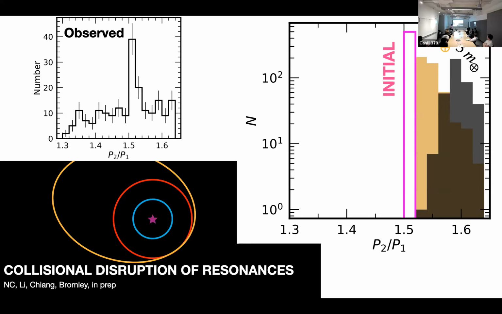So what we're trying to do here, this is all work in progress, is understand how often collisions have to happen, what the mass ratios of the colliders have to be, and what kinds of trajectories you have to get to go from here to here.